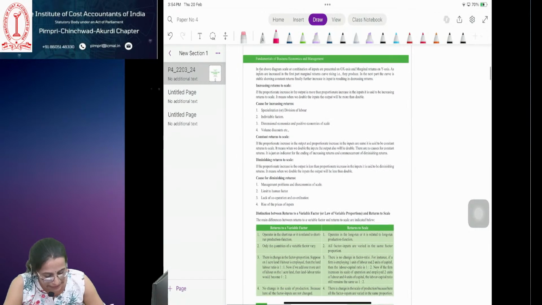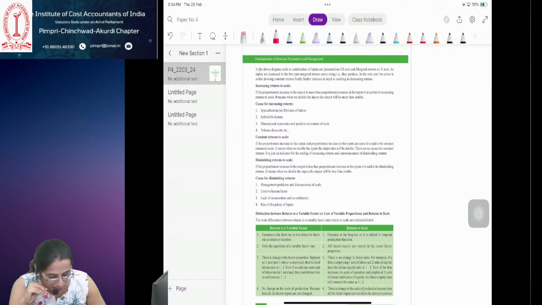Increasing returns to scale. If the proportionate increase in the output is more than the proportionate increase in the input, right? We discussed it is said to be increasing returns to scale. It means when we double the inputs, the output will be more than double. Constant returns to scale. If the proportionate increase in the output and the proportionate increase in the input are the same, it is said to be constant returns to scale. It means when we double the inputs, the output also will be double.